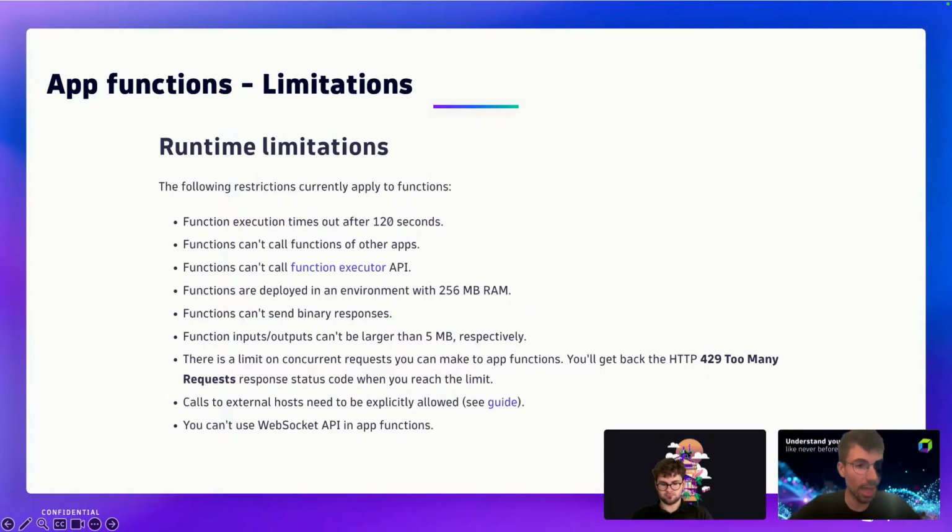And now that I've spoken about app functions, I want to remind you that there are some limitations on them. They time out after 120 seconds. You can call app functions of other apps. You can call the function executor API. They also have 256 megabytes of RAM only, and the inputs and outputs cannot be larger than 5 megabytes, and so on. You can read those in the developer portal. So keep that in mind.